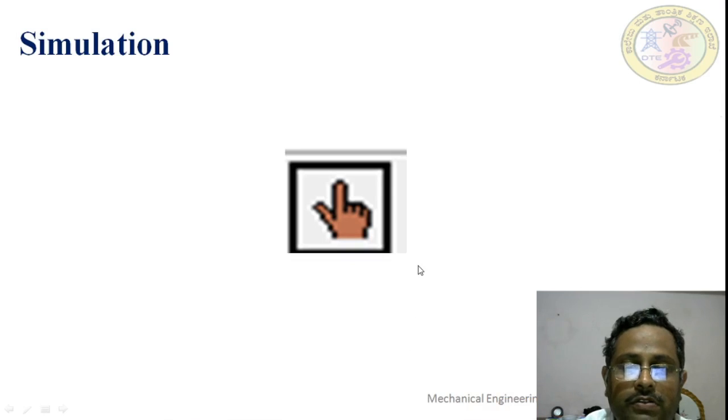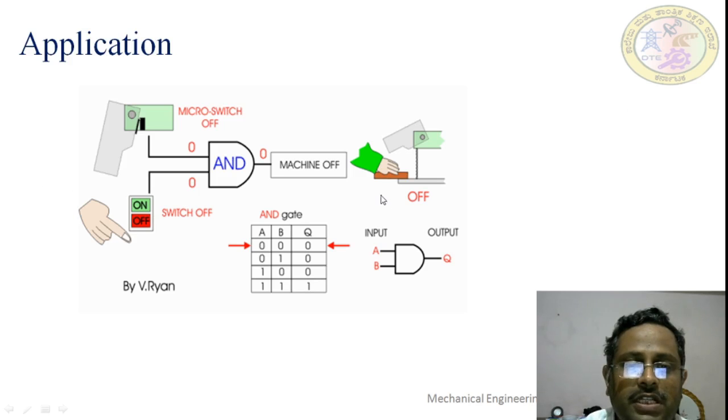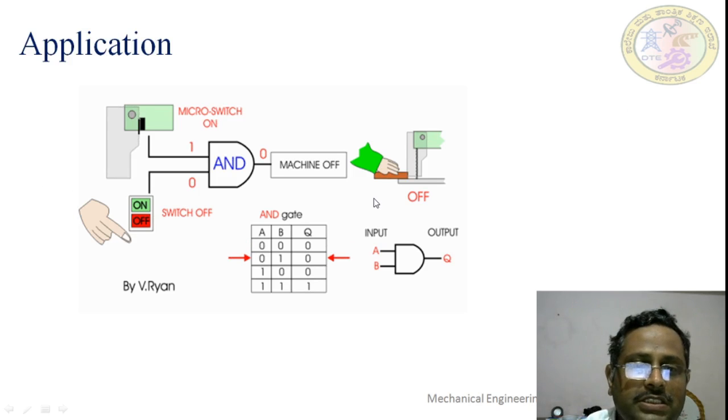Next, we will see the result. We simulated everything and we checked the truth tables. The result is that all basic logic gates are designed. We built it and simulated using Logisim 2.7.1 circuit simulator. Also, we have tabulated the truth table. We checked the truth table also. All is fine, correct. This is the result. Before ending this class, we will discuss some practical applications of these logic gates.